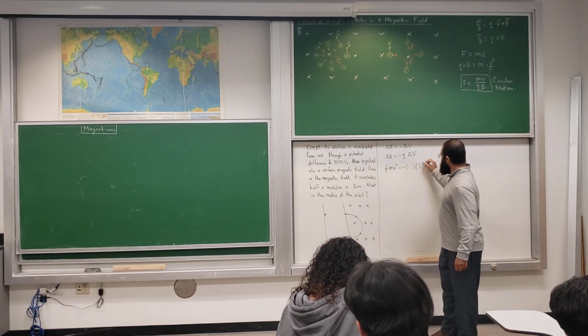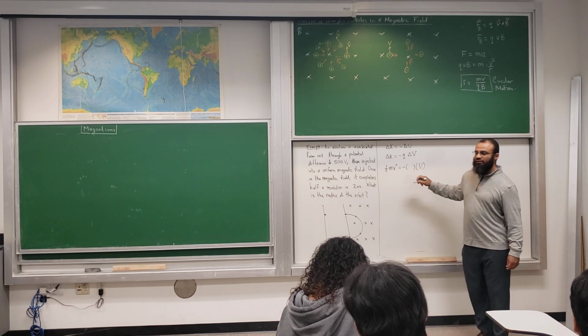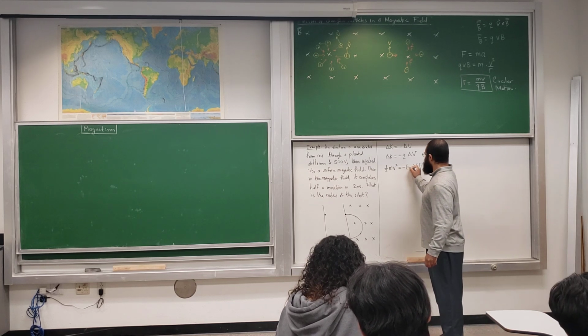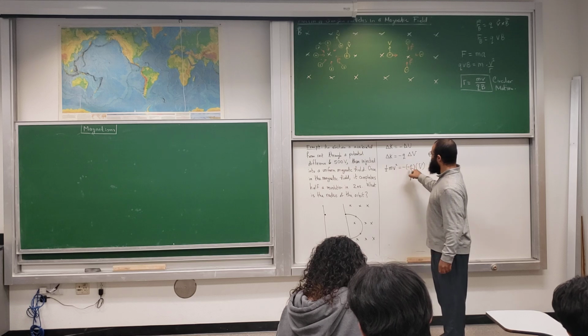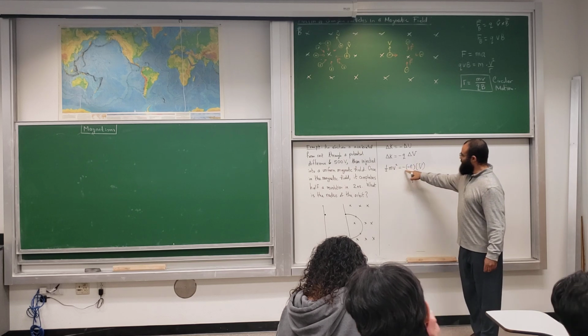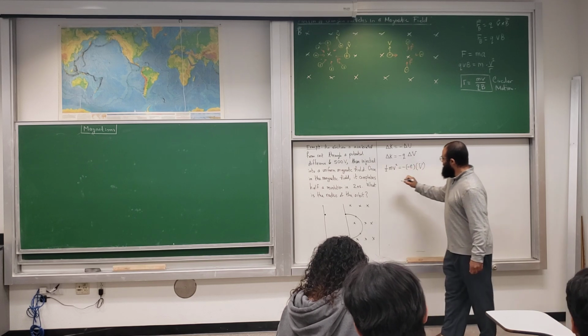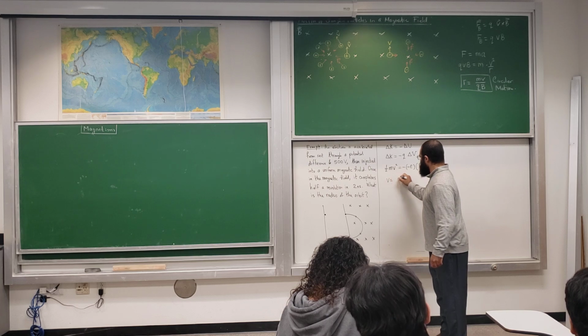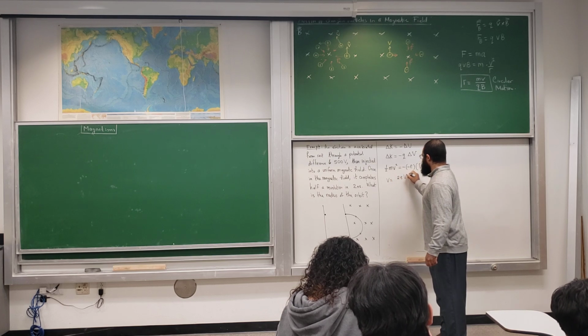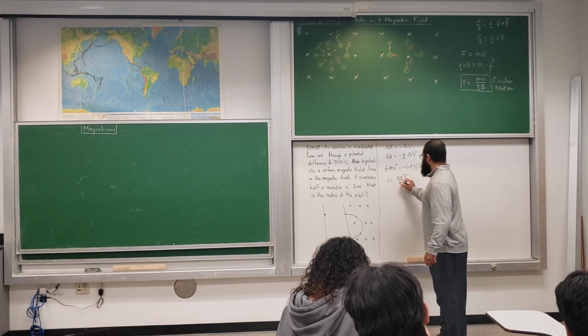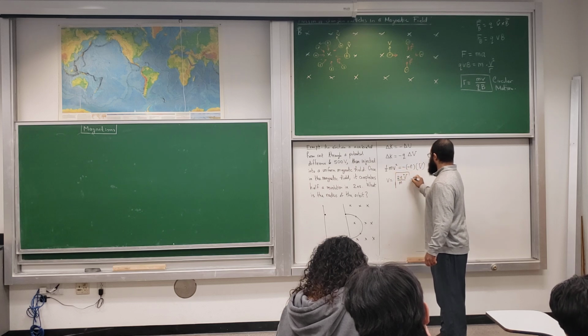500 volts. What's the charge of an electron? Minus 1.6 times 10⁻¹⁹, yeah. The charge of an electron is negative, and you notice minus minus is plus. And so the speed is going to be the square root of 2 little e capital V divided by m.